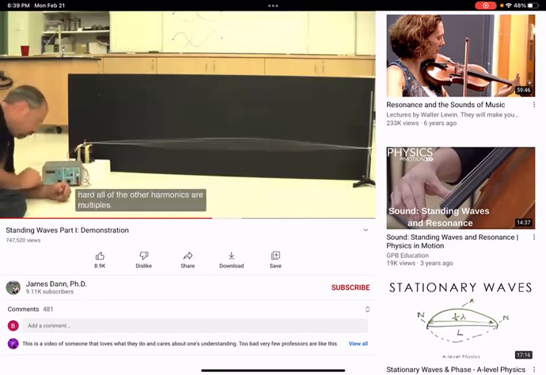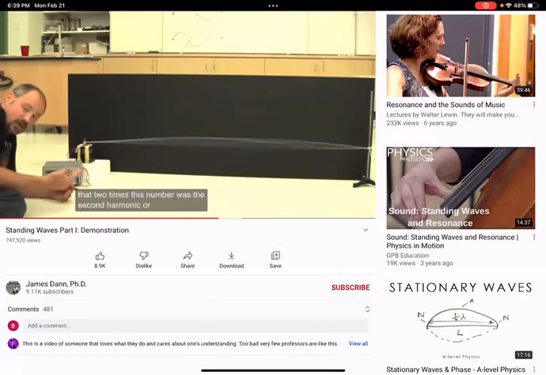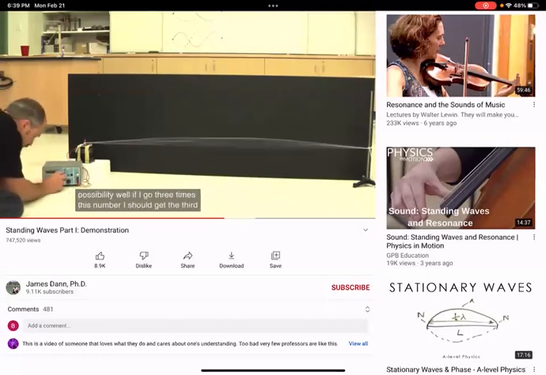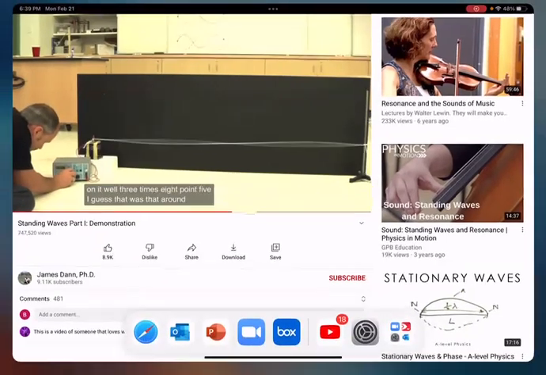All of the other harmonics are multiples of this number. We just saw that 2 times this number was the second harmonic, or the second possibility. Well, if I go 3 times this number, I should get the third harmonic. Well, 3 times 8.5 is 25.